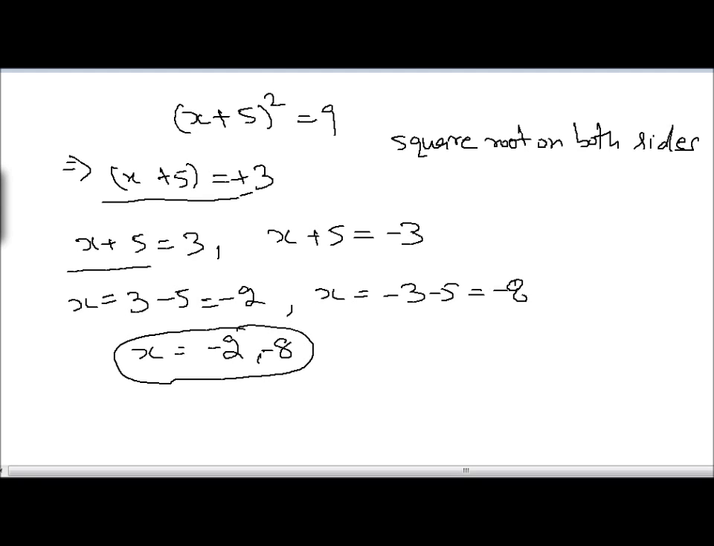So this is the solution of the quadratic equation from where we started, and the real equation was x square plus 10x plus 16 is equal to 0, and it is the solution. So this is the basic procedure to solve any particular quadratic equation by the completing the square method.